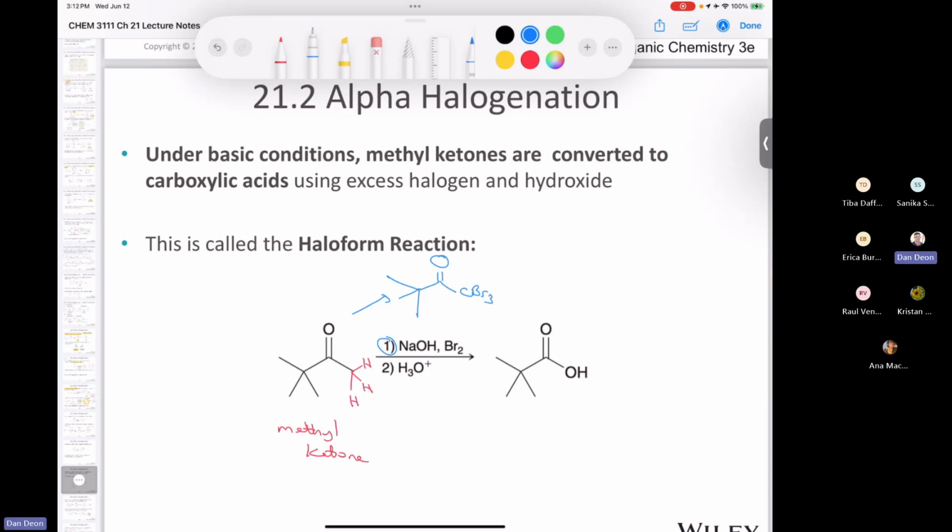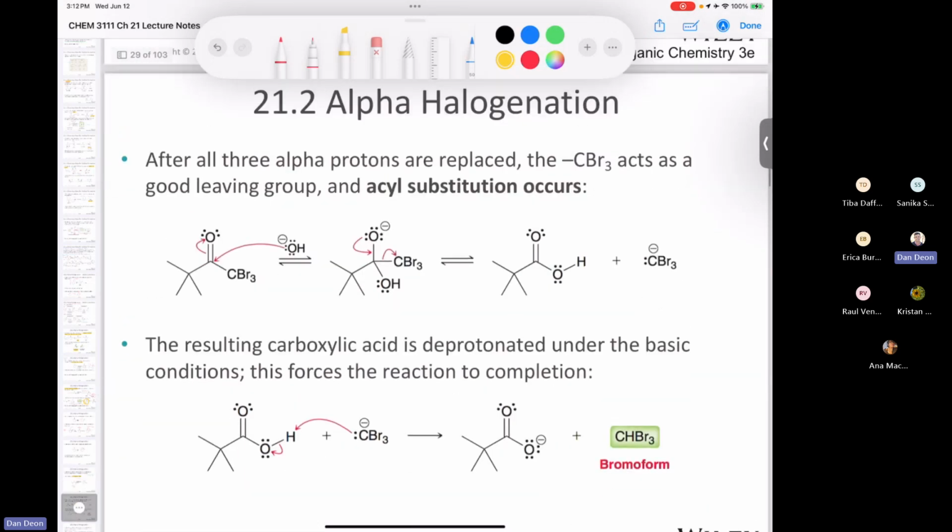Now, what do I know about CBr3? That's actually a good leaving group. It's the conjugate base of what's called bromoform. You don't normally think of carbanions as being good leaving groups, but this has 3 electron withdrawing groups on it, 3 bromines, and so it is a good leaving group. So that means you can take this and hydrolyze it all the way to the carboxylic acid. This reaction altogether is called the haloform reaction. So let's take a look at the haloform reaction.